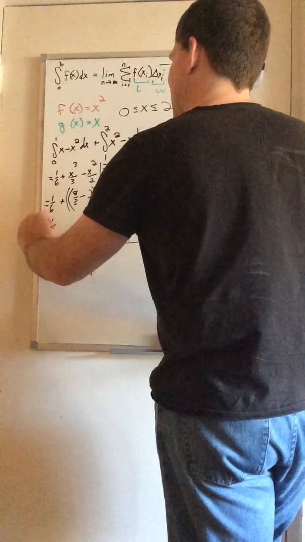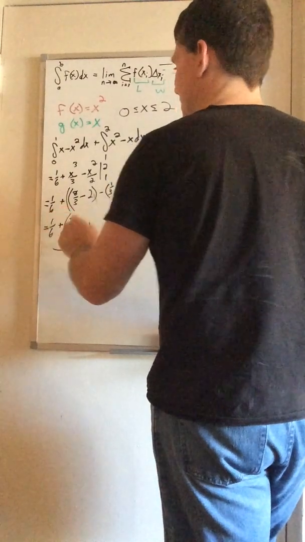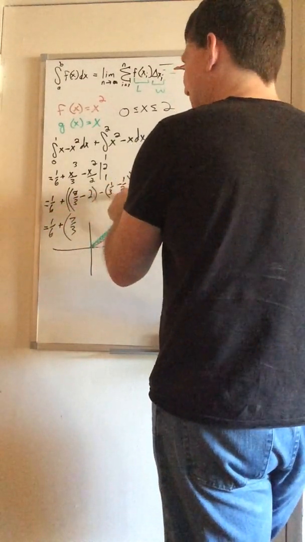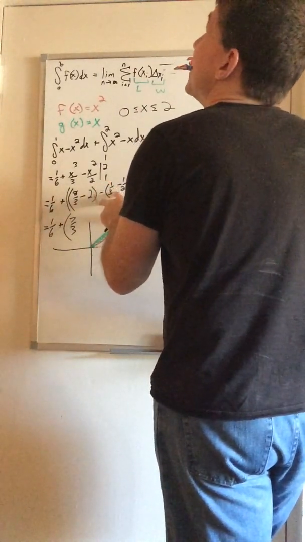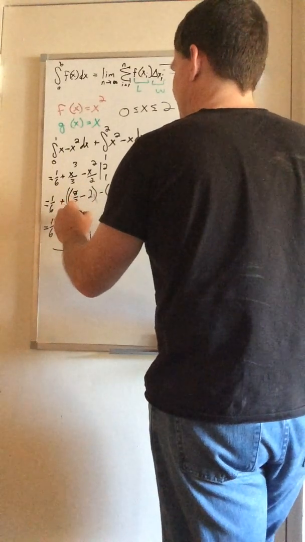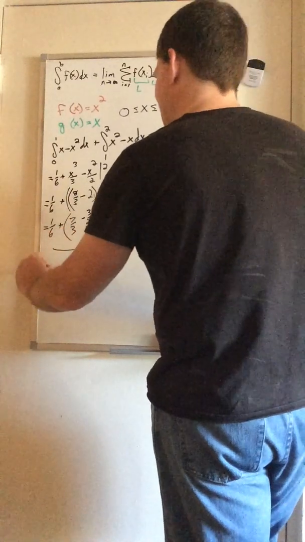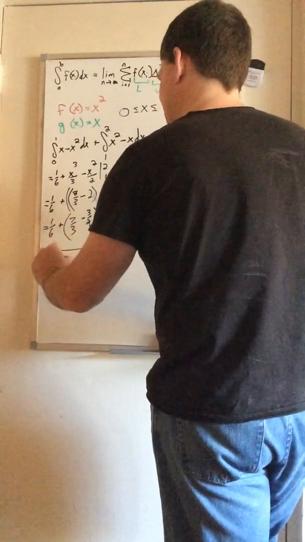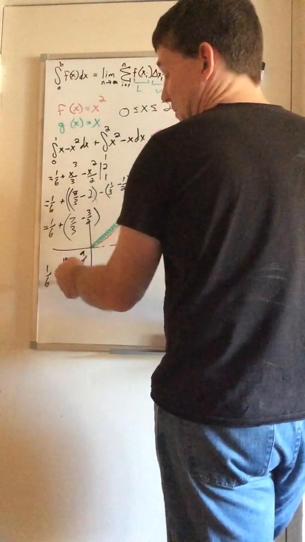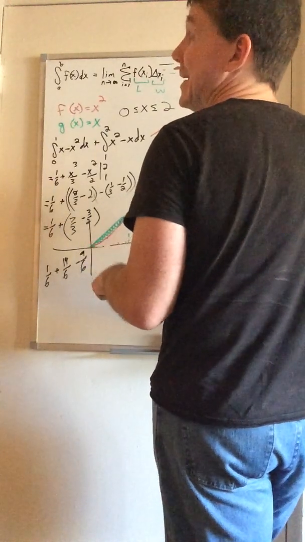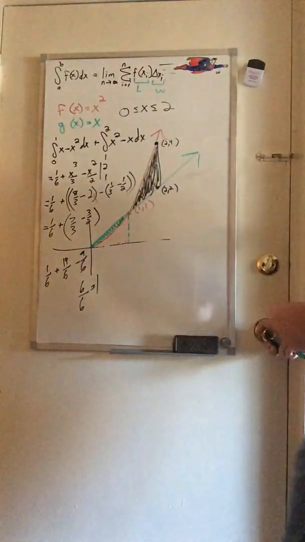And now that's 1/6 plus, let's see, 8/3 minus 1/3 is 7/3. Minus 2 minus 1/2 is minus 2 plus 1/2, which is minus 3/2. And now the common denominator is 6, so I get 1/6 plus 14/6 minus 9/6. 1 plus 14 is 15. 15 minus 9 is 6. And assuming my quick arithmetic is correct, I get 6 over 6, which is 1.